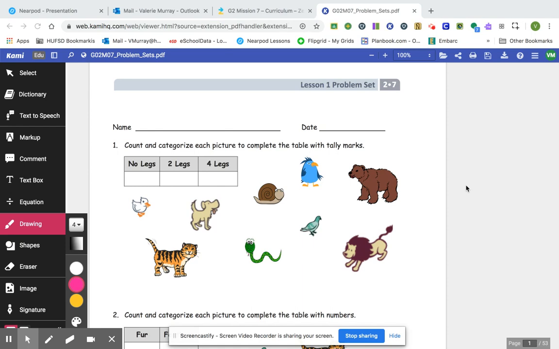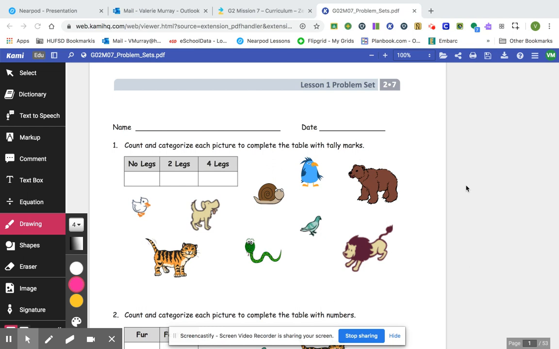We are starting a new module for math. You did such a fantastic job last week on arrays. We are moving into learning all about data this week. So, we are going to start by counting and categorizing the pictures by drawing tally marks.